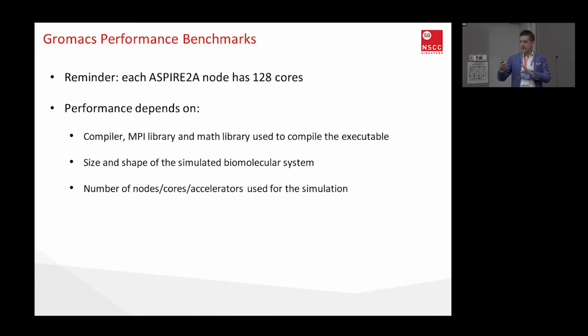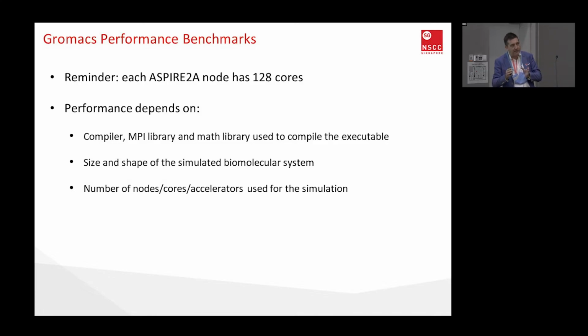Now, one reminder, that's the only hardware reminder that I will have, is that one node on Aspire 2A has 128 cores. If you think about Aspire 1, there are 24. So 6 times more cores per node, which is pretty cool. Now, Gromacs performance critically depends on the compiler that you use, the MPI library, the math library that you use to compile, and the size and shape of the simulated system.